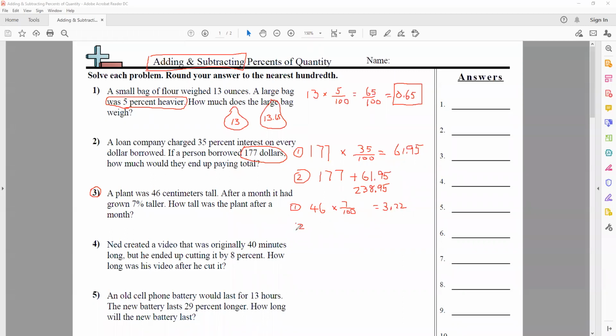All right, step 2. What is step 2? Look at my step 2 and then do your step 2. 3.22 plus 46, which is 49.22. Yeah, good job. See, you got it under a minute.